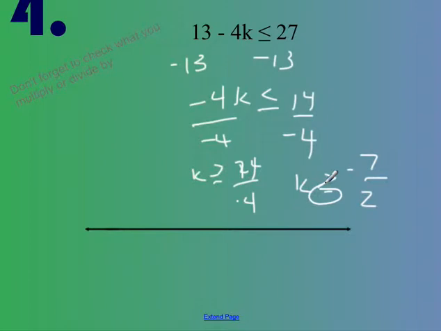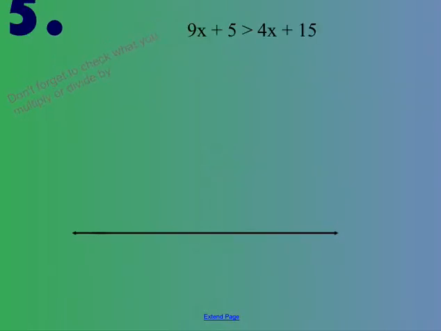So you'll notice that this is a greater than or equal to. So when I go to my number line, I need a solid circle. So that solid circle is going to be labeled negative 7 halves. Now I notice that the alligator is facing towards the letter, which means I need to shade to the right. Okay. All right, let's take a look at a couple more here. So taking a look at number 5.